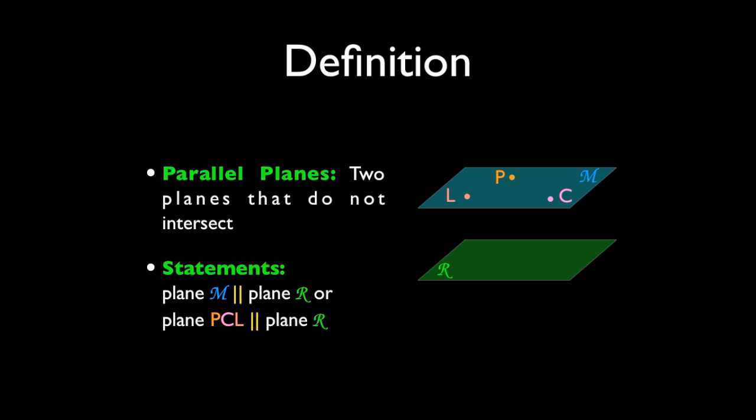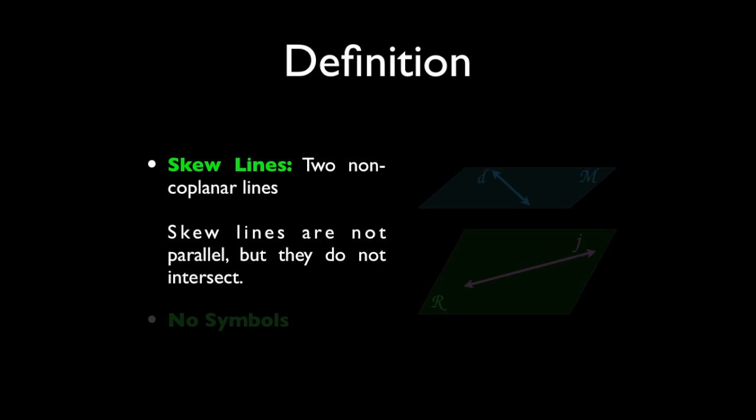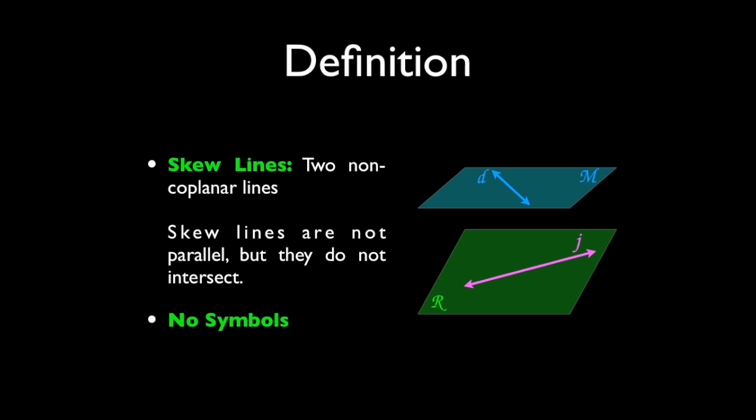So that's one possibility if two figures don't intersect. The other possibility is for them to be skew. So sometimes lines do not intersect because they are not coplanar, and we call those skew lines. They're not parallel and they don't intersect. So here's an example of line D and line J. They're in two completely different planes. They're not parallel, they don't intersect. There's no symbol because, quite frankly, we don't talk about skew lines much.